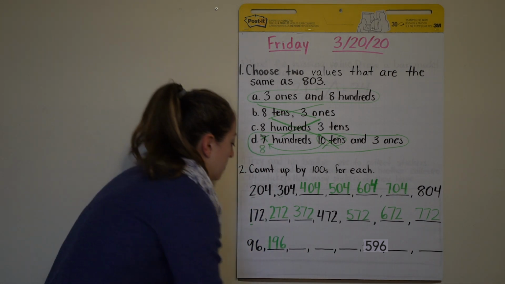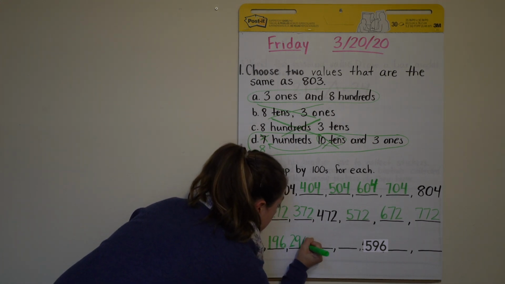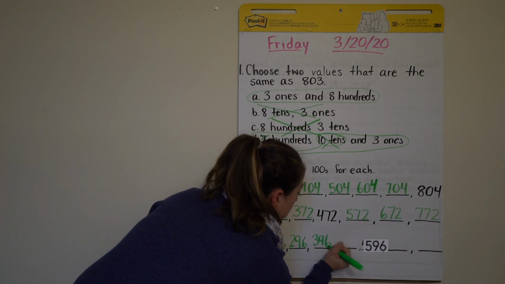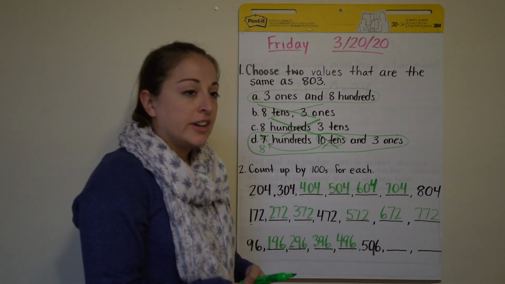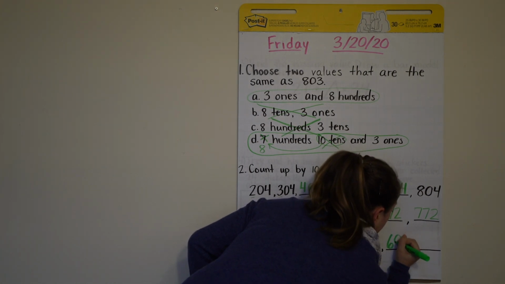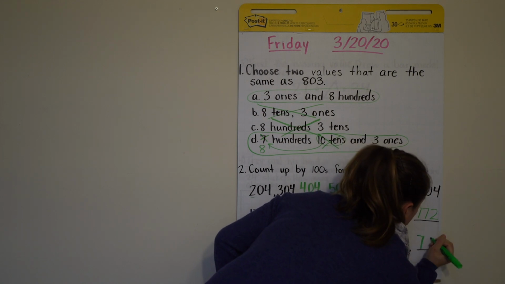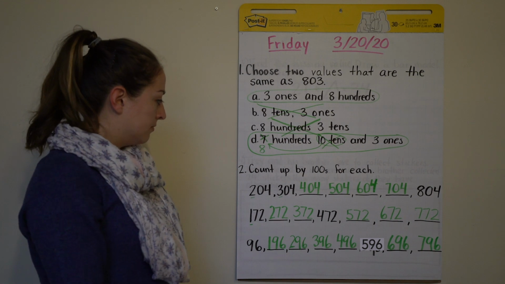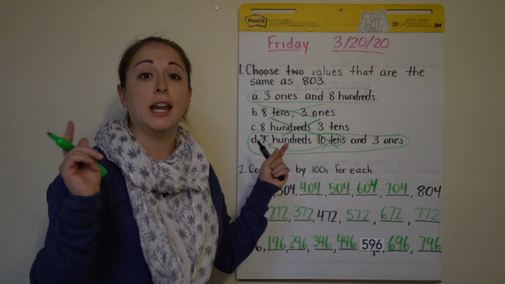Then next would be 296, 396, 496, 596, 696, and 796. Okay. Awesome job. We're actually going to move on to question 3.